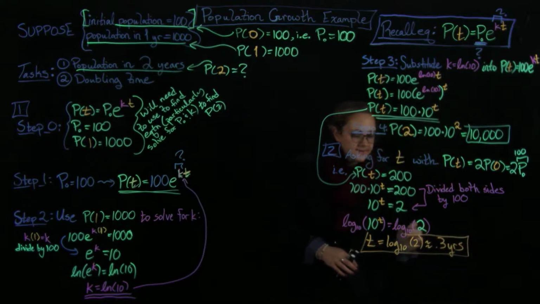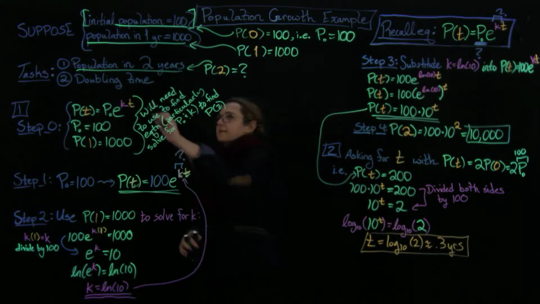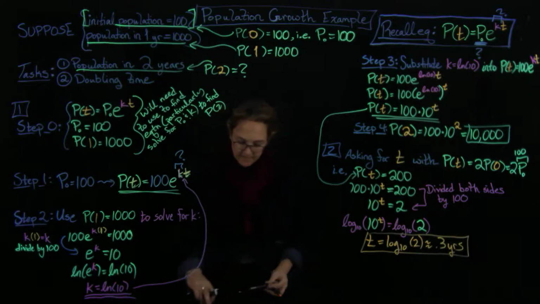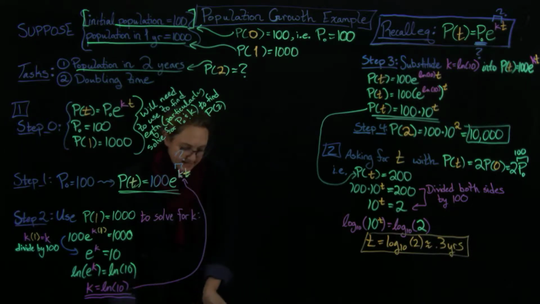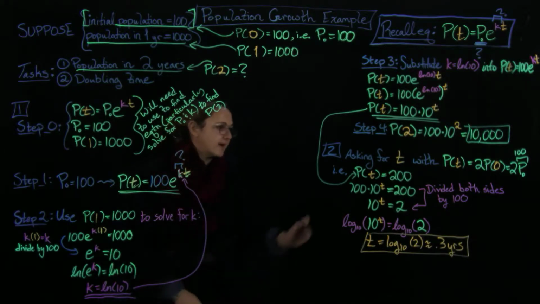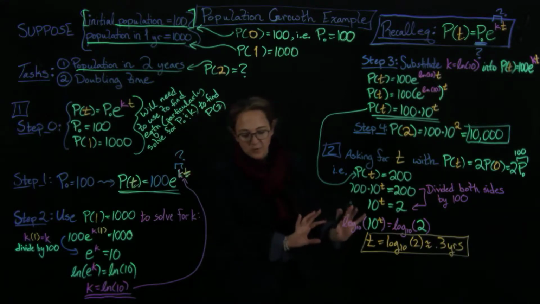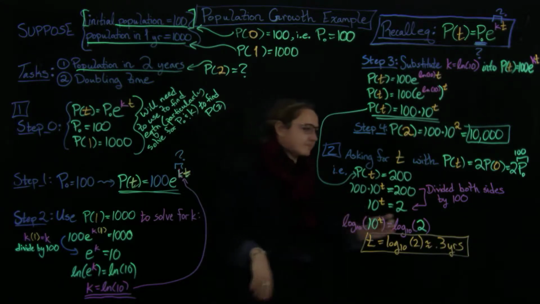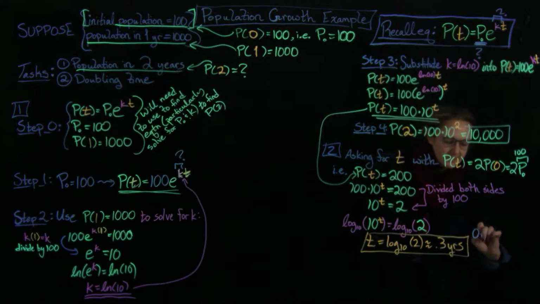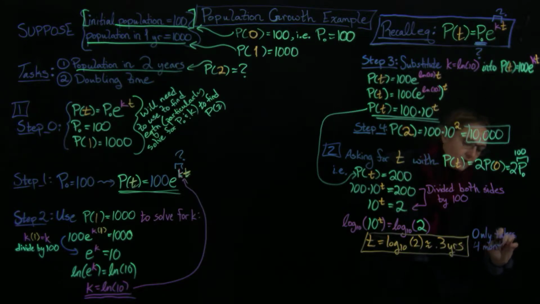I boxed that as my answer, double checking that that was indeed what I was looking for, the doubling time. And what is this actually telling me? I want to interpret that, which is that it only takes 4 months for the population to double.